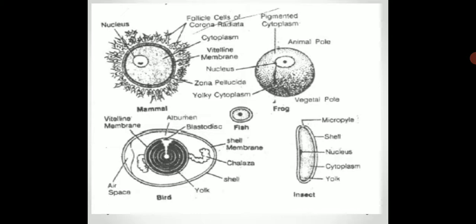Here is the picture of different eggs of different animals. You should know the first one is an egg of a mammal, frog, fish, bird and insect. You have to list them out, depending upon the amount and distribution of the yolk, whether it is telolecithal, isolecithal or centrolecithal, or whether it is alecithal, or a micro, meso or macrolecithal type of egg.